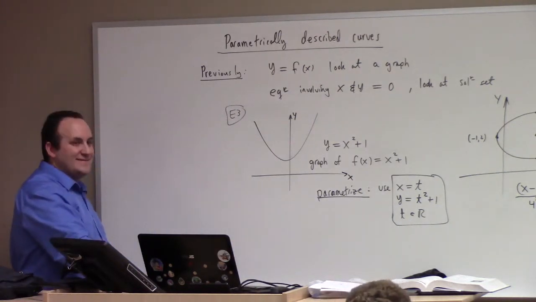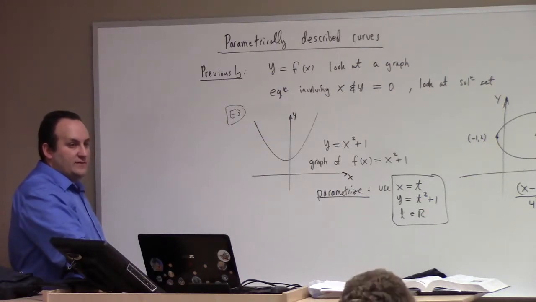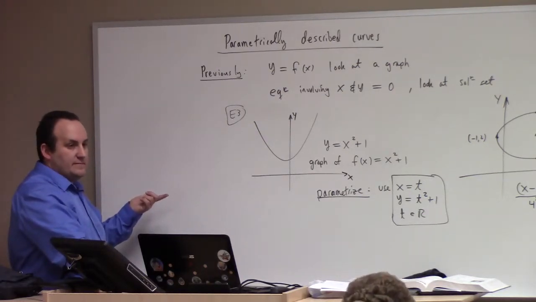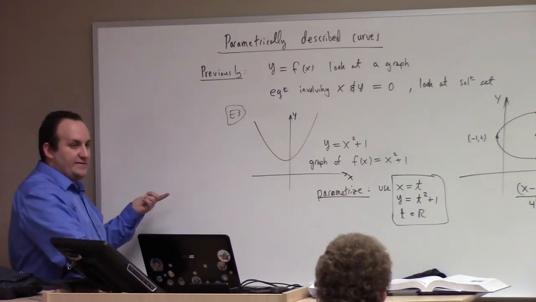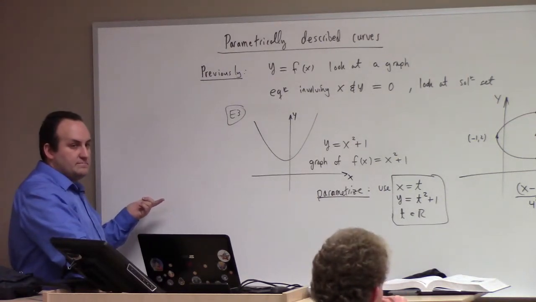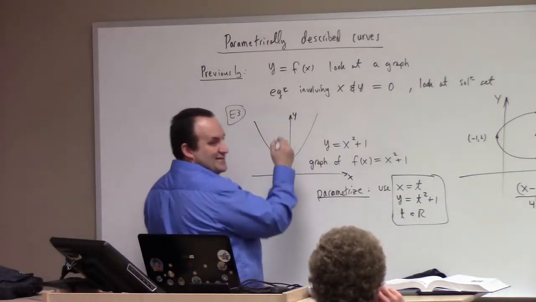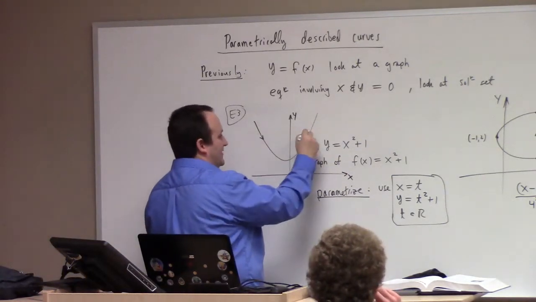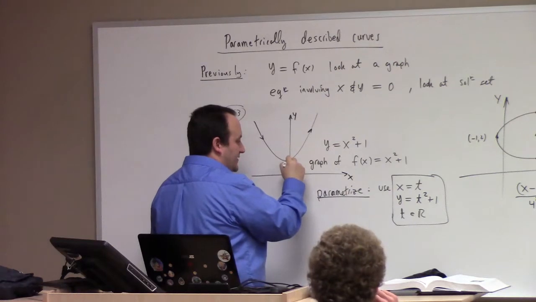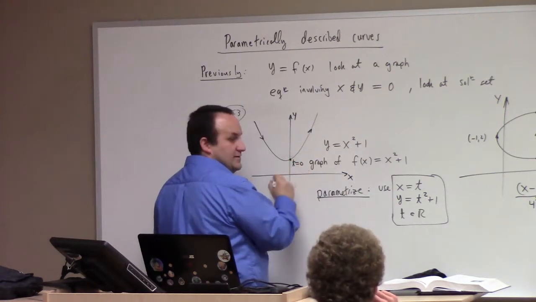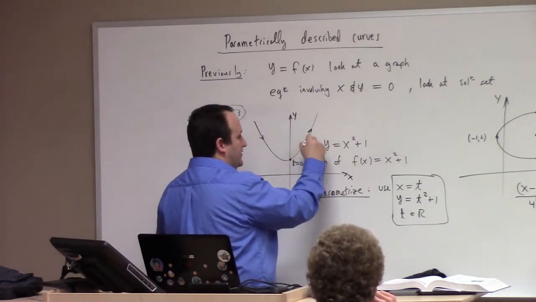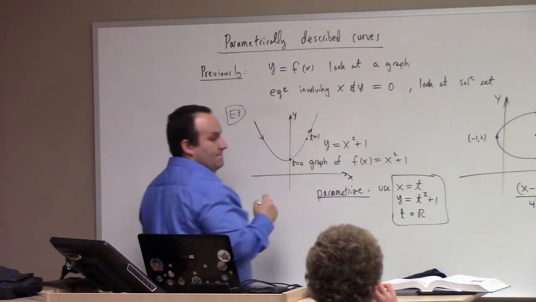Excuse me, parabola. What direction does it go? As t increases, which way do we go on the curve? Left to right or right to left? Correct. See here, like this, right? For example, this is t equals 0, and this point over here would be t equals 1.